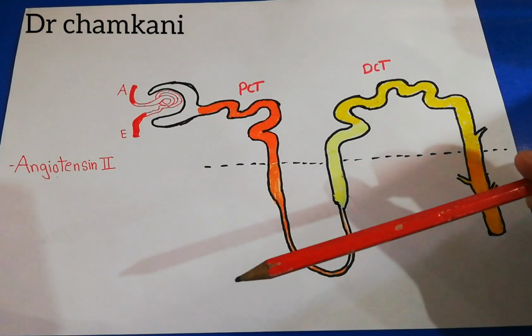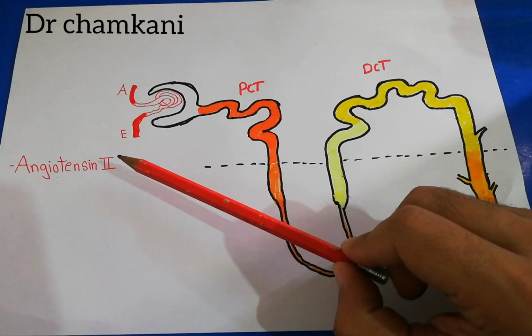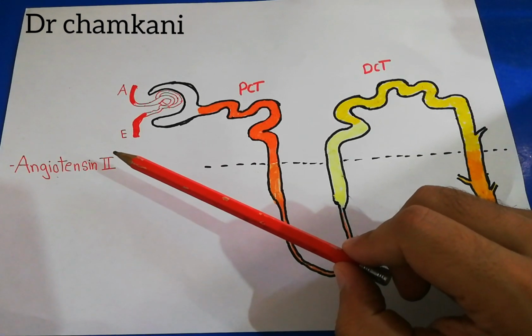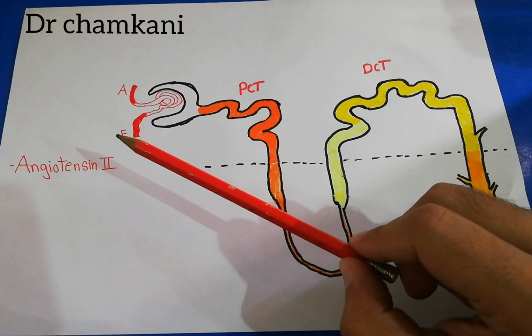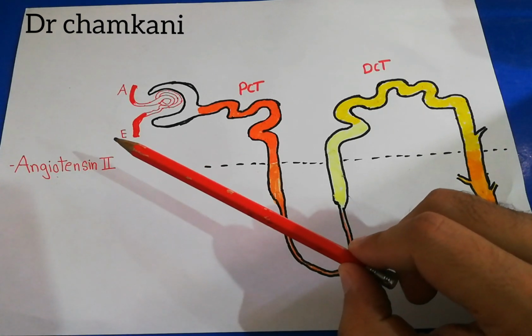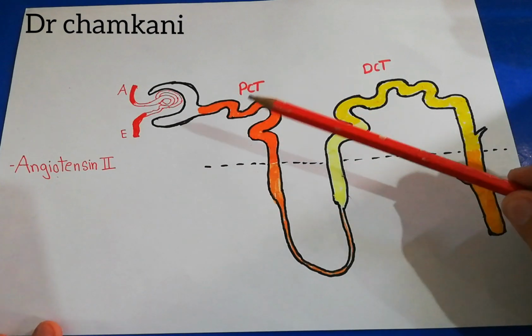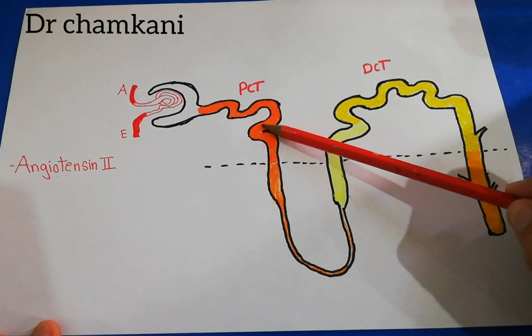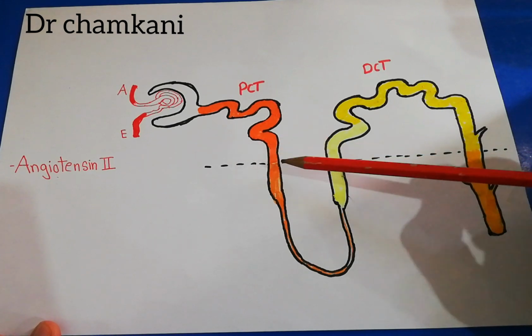Today in this lecture, we are going to discuss the role of angiotensin 2 in the tubular reabsorption. And we are discussing the formation of urine. We have so far discussed different steps of urine formation, and one of the most important steps is tubular reabsorption, the process through which different substances are absorbed from these tubules in the nephron into the blood vessels.